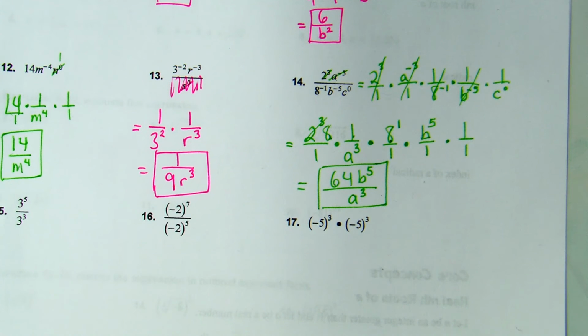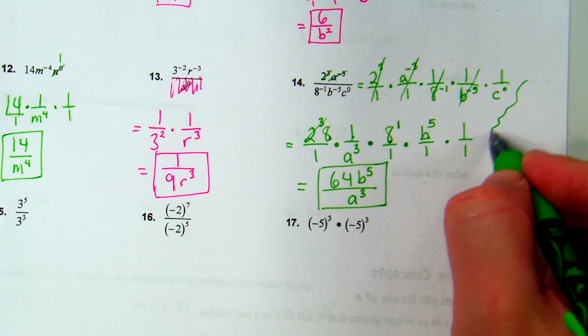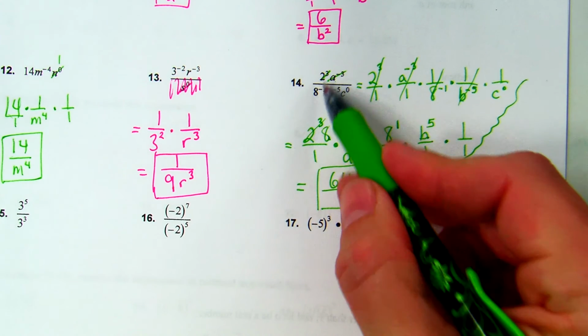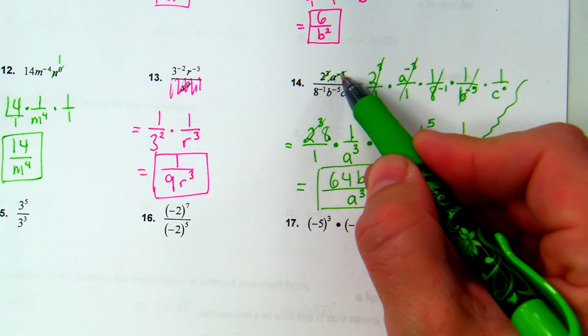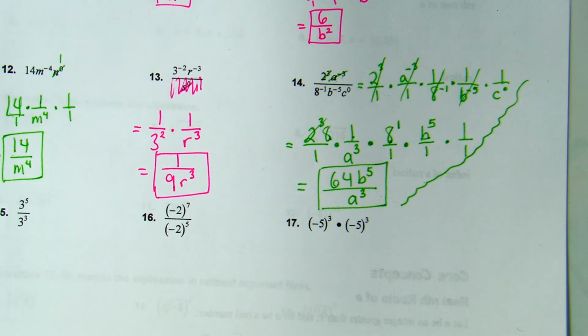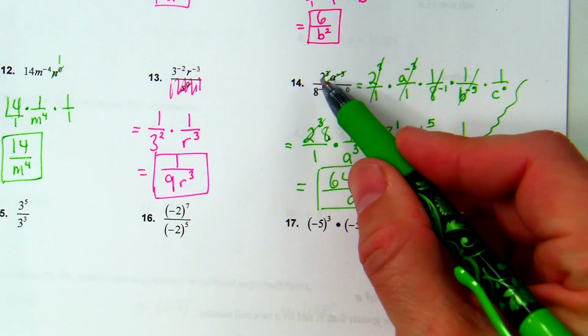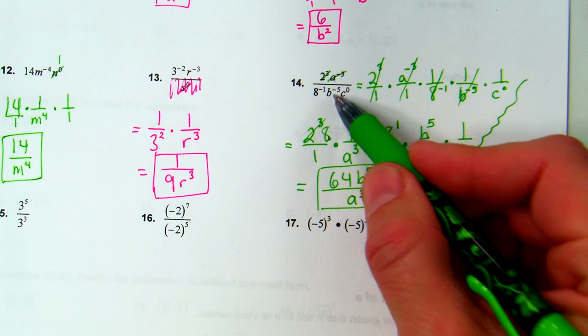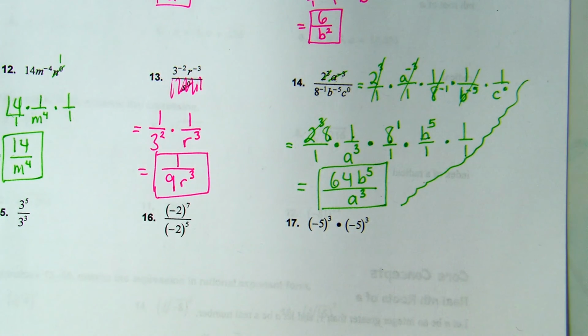And again, if I were to just look at this and think about it, the 2 cubed is going to stay on top. That a is going to go to the bottom and be an a cubed. And then this 8 is going to be raised to the top because it's got a negative. The b is going to go to the top because it's got a negative. And the c is just going to become a 1 and go away. So you'll be able to recognize those pretty quick.